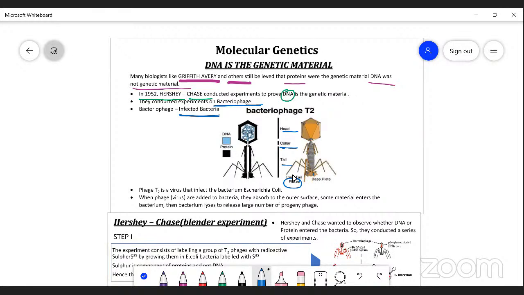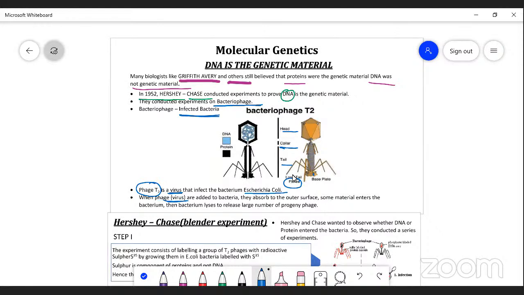Here is the T2 phage, a virus. Listen, bacteriophage means a bacterium infected by a virus. After infection by the virus, the bacterium is called a T2 bacteriophage. What type of bacteria is infected here? That is E. coli. Escherichia coli is shortly called E. coli.